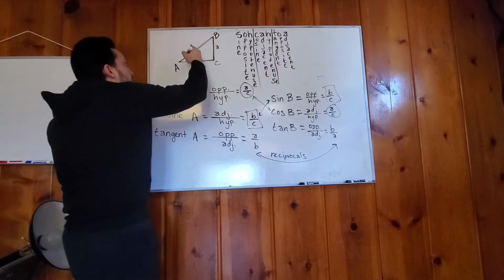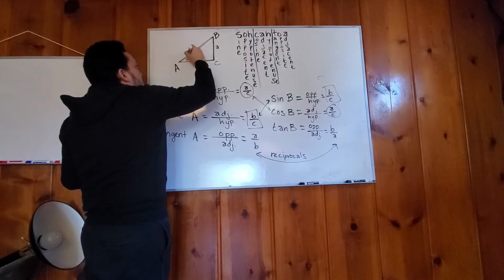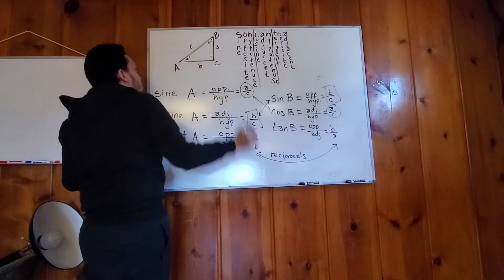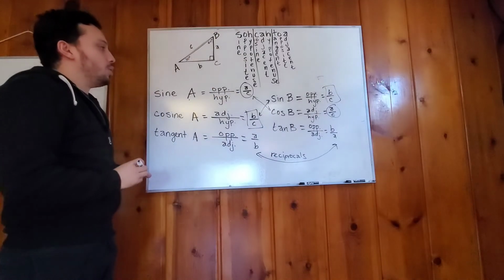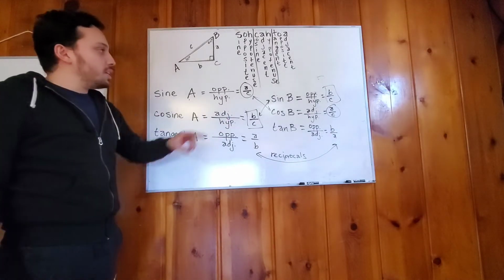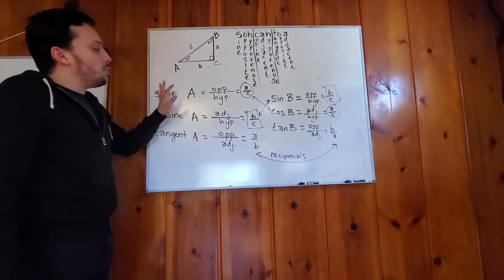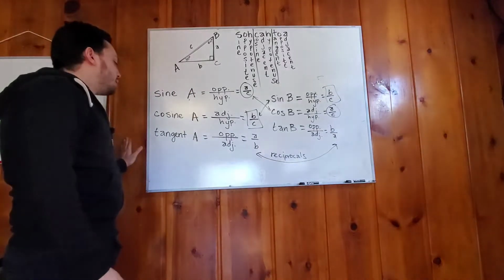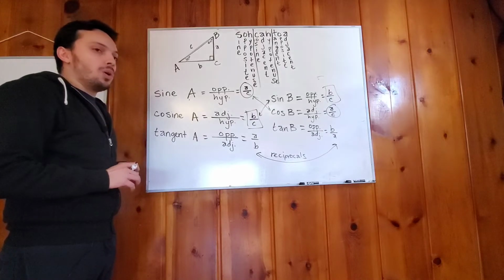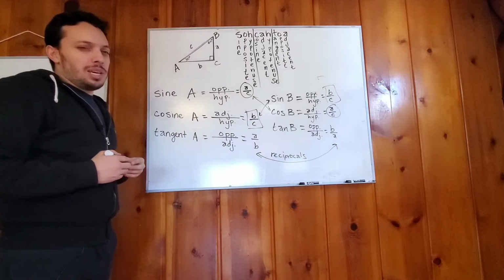So if this angle, for example, was 30 degrees, then this one would be 60 because 30 plus 60 is 90, and this is a right triangle. So that's how you do it. Cosine A would be the same thing as the sine B. The sine of A would be the same thing as the cosine of B, and tangent of A would be the reciprocal of tangent of B. Okay, so that's what I wanted to show you. Let's actually get into the examples.